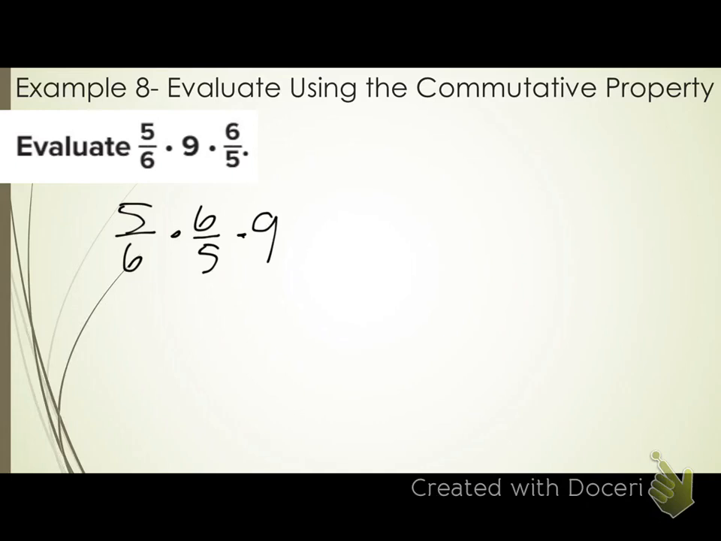So does everyone see how changing the order here has made my life a lot easier? Yes, sir. Because if I did 5 over 6 times 9, that would give me 45 over 6 times 6 over 5, which doesn't look very fun, does it? Whereas I know, hey, these are reciprocals of each other. So I can change the order here. If I multiply a number by its reciprocal, I get 1. And that looks a lot easier here than this right here. Correct? So does everyone see how this made it much easier for us?